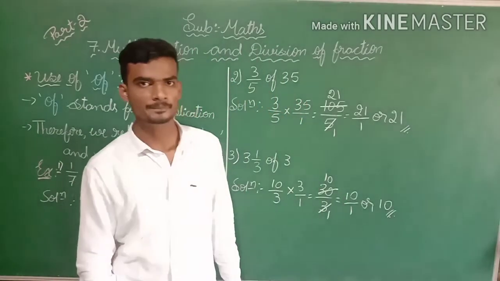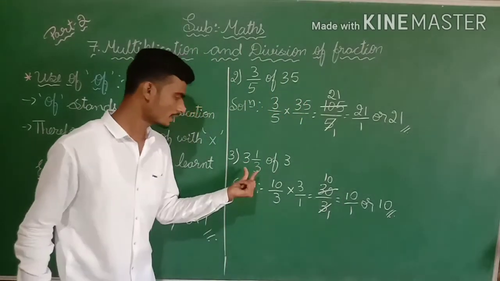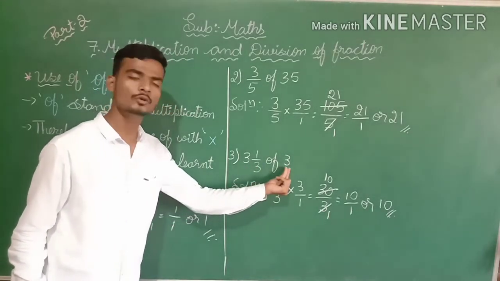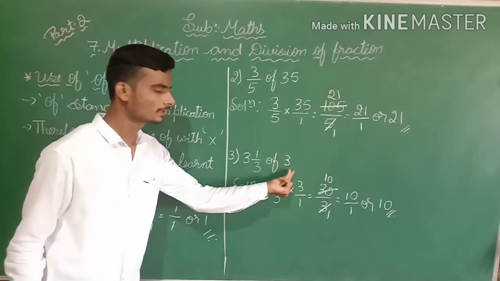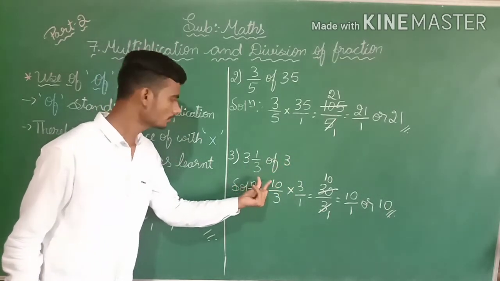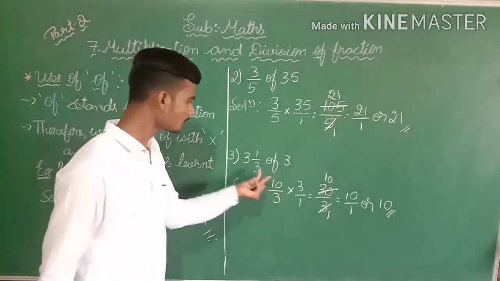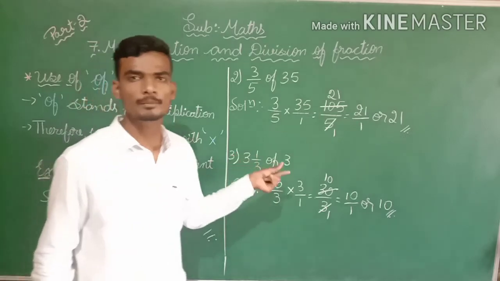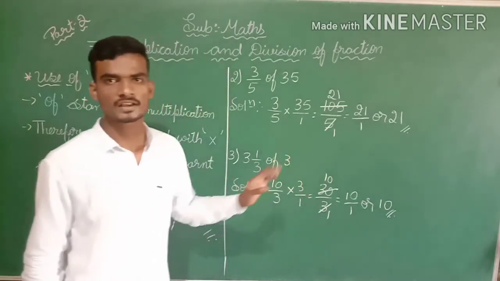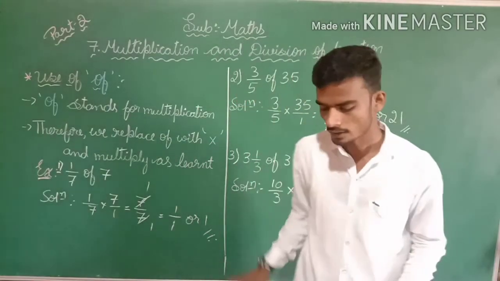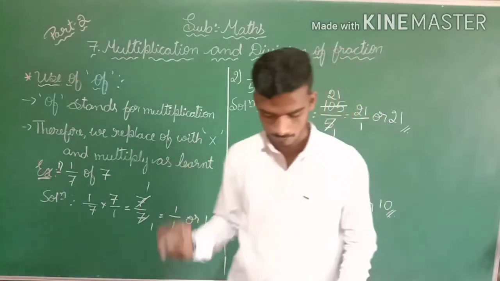Then the fourth problem they have given has a mixed fraction and a whole number. Okay, one number is a whole number, so I have taken this to solve here. If the problem involves a mixed fraction, you know very well how to convert that mixed fraction into an improper fraction. This is all about the use of "of".